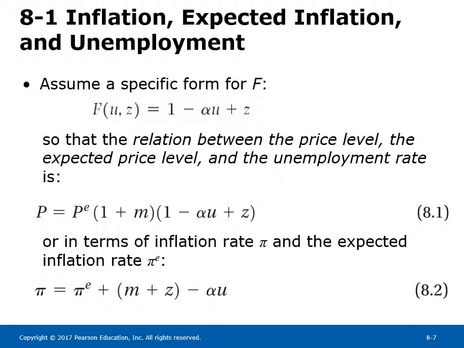Equation 8.1 shows the relation between price level P, expected price level P^e, and unemployment U after assuming a specific form for the function showing the relation of wage setting and unemployment. Equation 8.2 shows the relation between inflation rate, expected inflation rate, and unemployment. How to go from equation 8.1 to 8.2 is shown in the appendix to this chapter in the textbook. Equation 8.2 says inflation rate pi depends on expected inflation rate pi^e, markup m, catch-all variable z, constant alpha, and unemployment rate u.